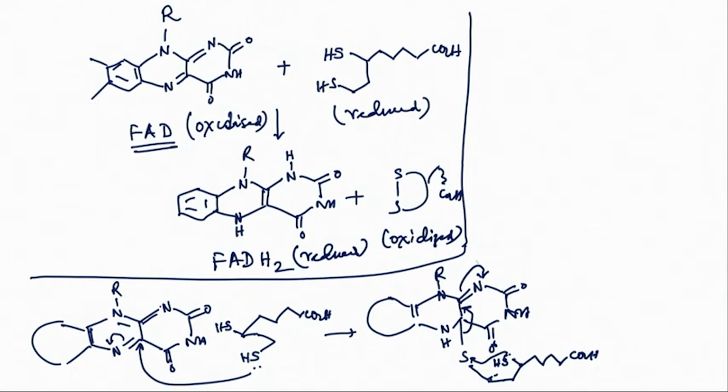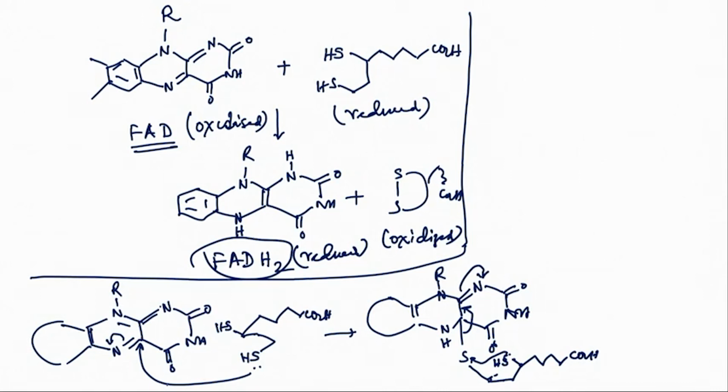So, resulting in reduction of this flavin moiety. Okay. So, that goes to FADH2. So, that is the mechanism of flavin adenine (FAD) mediated reaction. So, this is the mechanism by which lipoic acid is again oxidized back to the active coenzyme form.